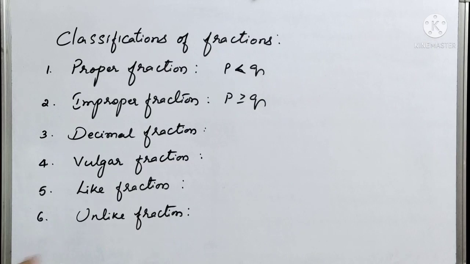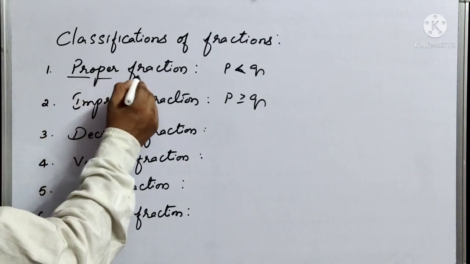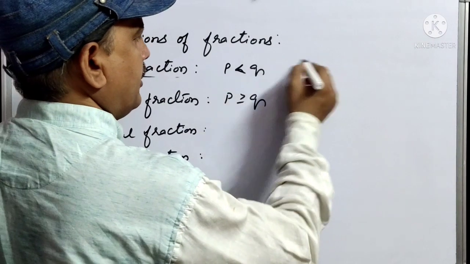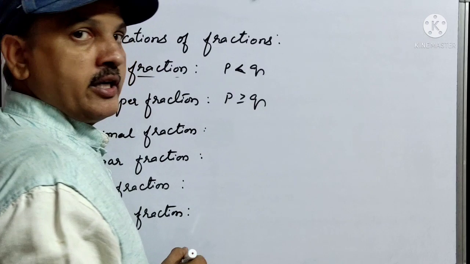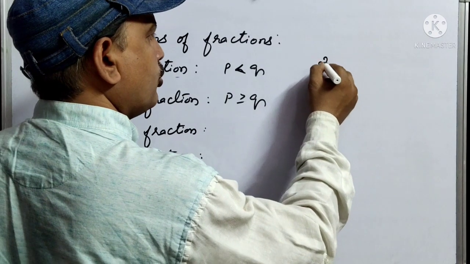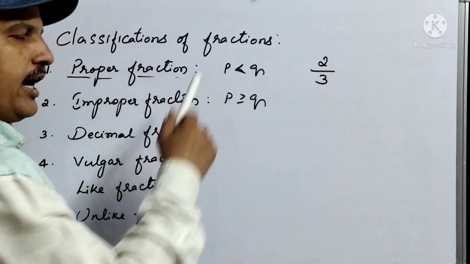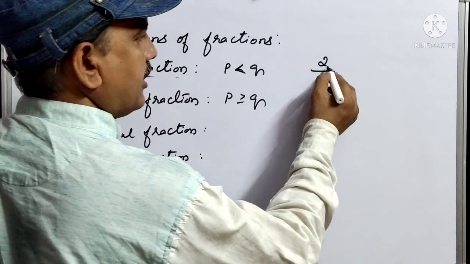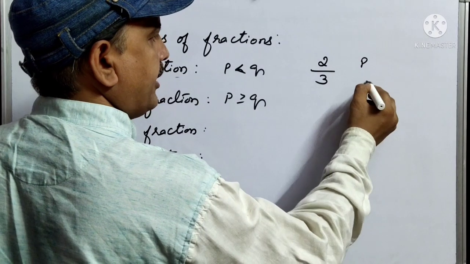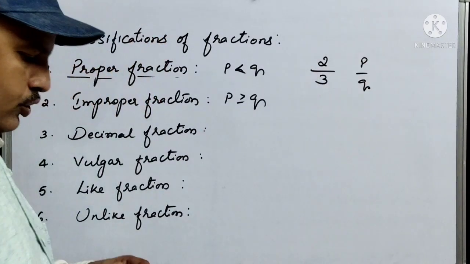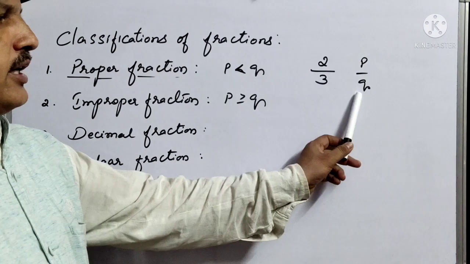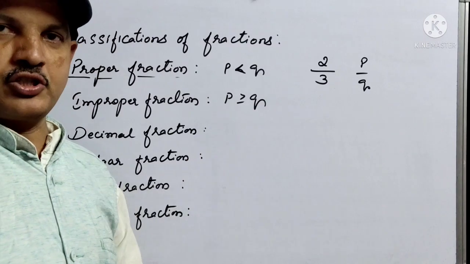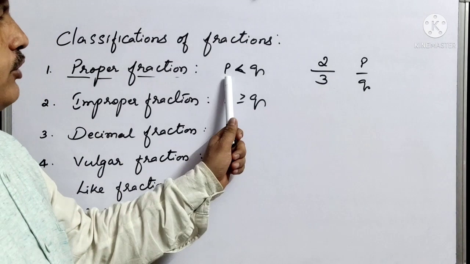Okay, now coming to the proper fraction. Here I wrote P less than Q. To understand simply, you know what is numerator and what is denominator. Suppose 2 by 3. This is a fraction. Now you just take the numerator as P and denominator as Q. Just for explanation purpose; I am going to give you the notes, children, don't worry. So here I gave you P less than Q.